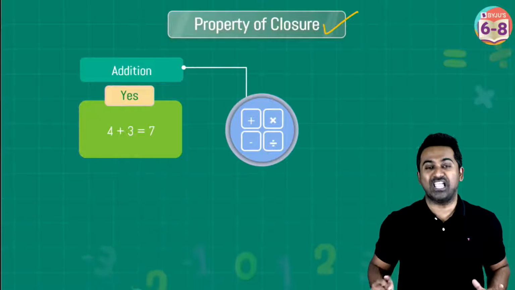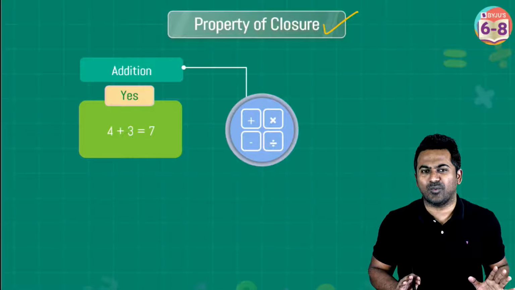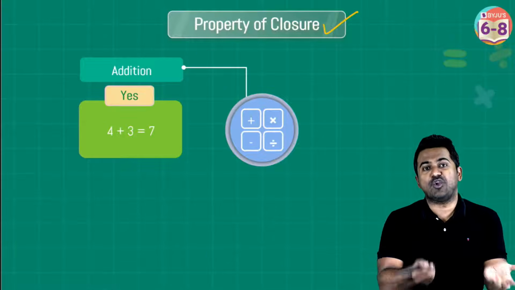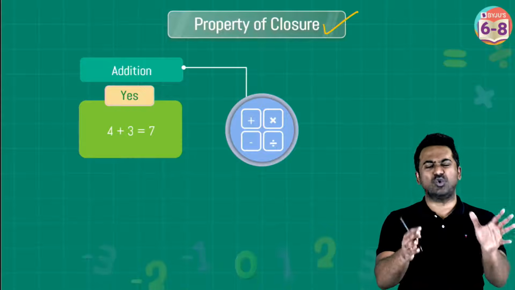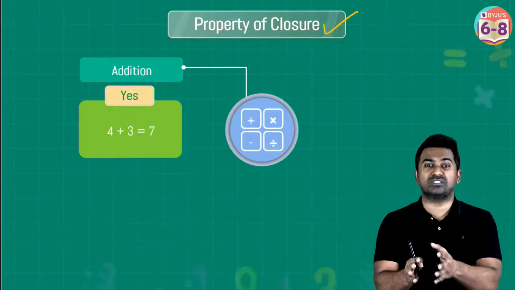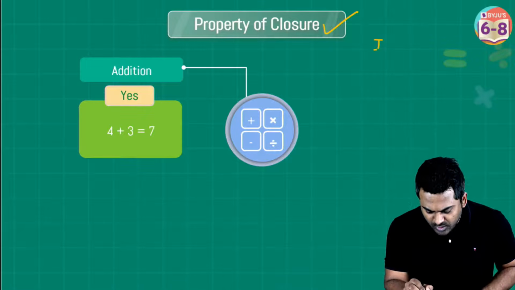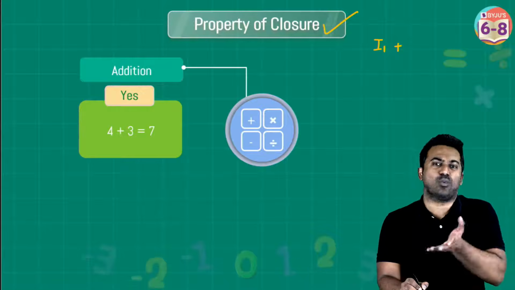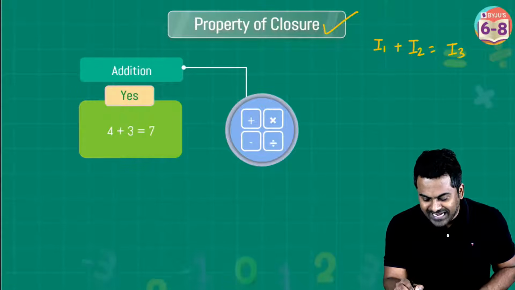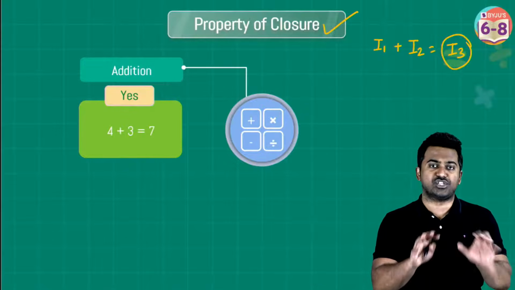And the first property is the property of closure. This is a simple property, right? What does this property tell us? Well, it tells us a simple thing: when you pick any two integers, it can be one positive and one negative, both positive, or both negative, it doesn't matter. Let's say I1 is the first integer and I2 is the second integer. When you add them, the result is always going to be an integer, right?